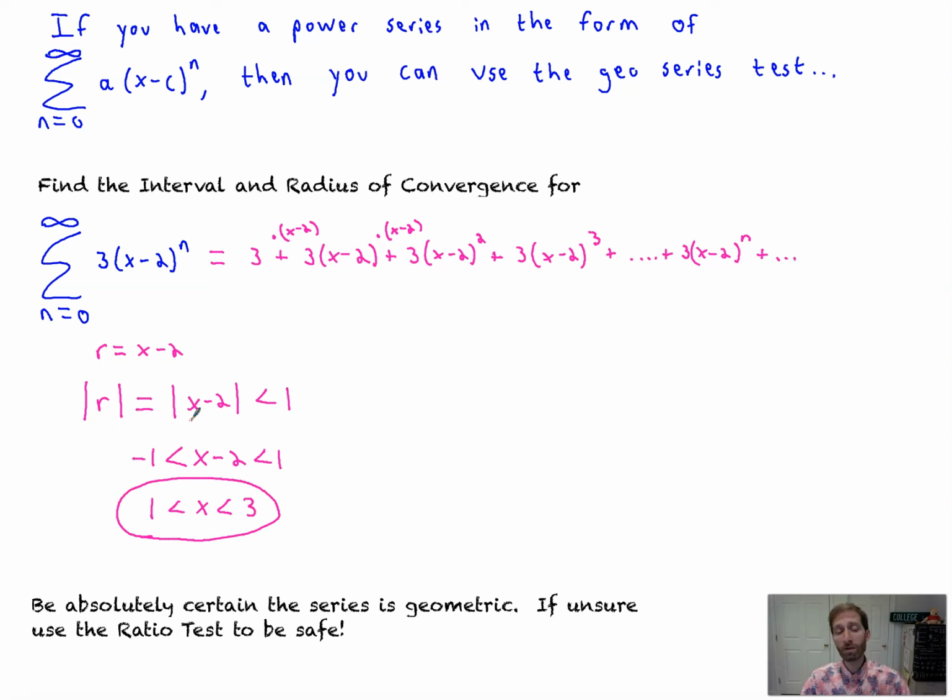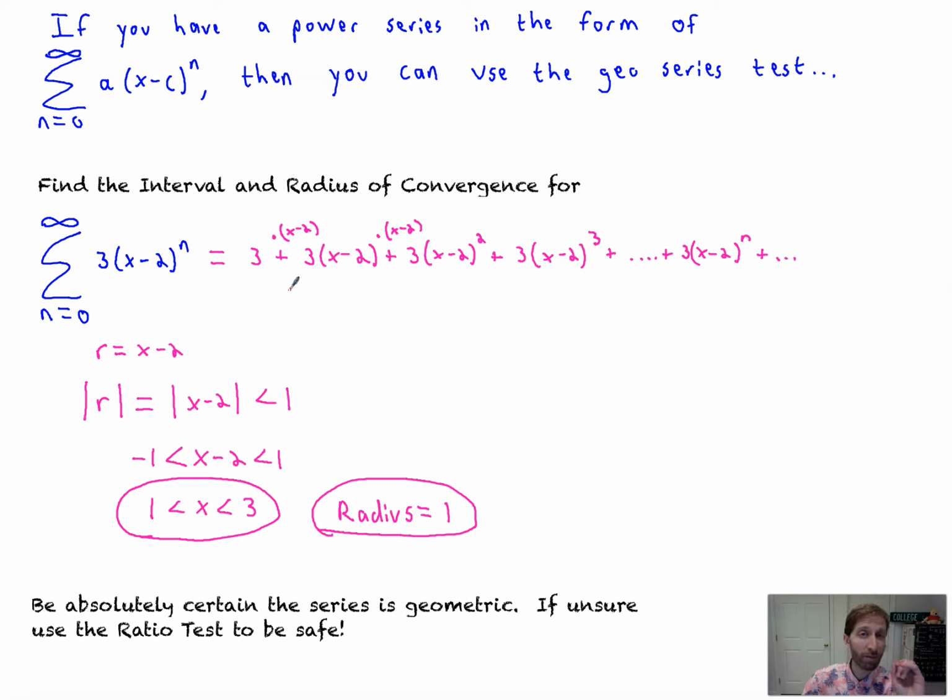What would your radius of convergence be? Well, again, that diameter from 1 to 3 is a distance of 2. So the radius of convergence would be equal to 1. We take that diameter and divide it by 2. So the radius of convergence is 1. The interval converges 1 to 3. You don't need to test the endpoints because it's geometric. So I'm good with using that.